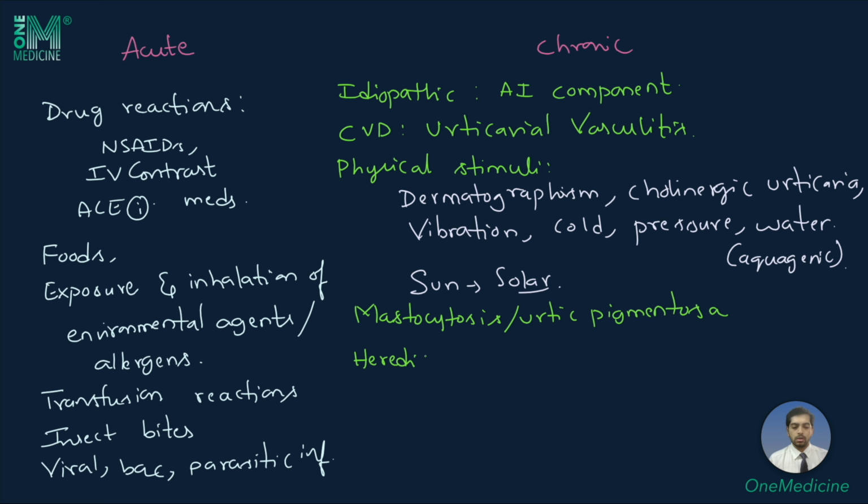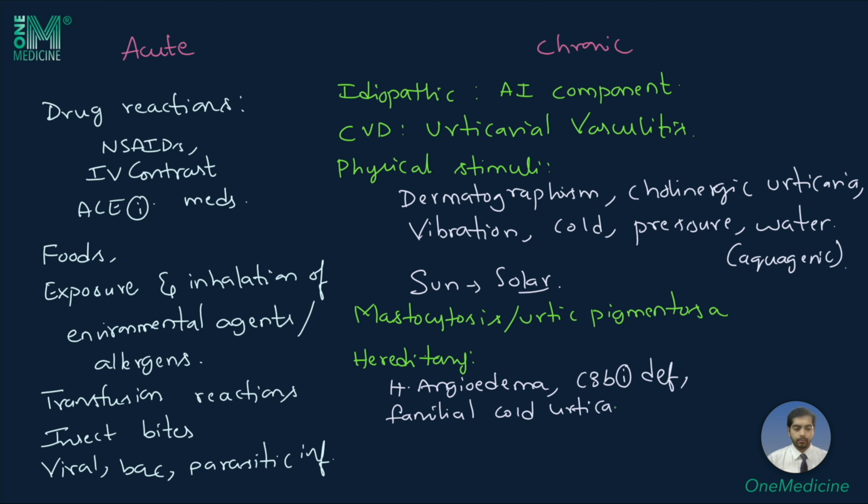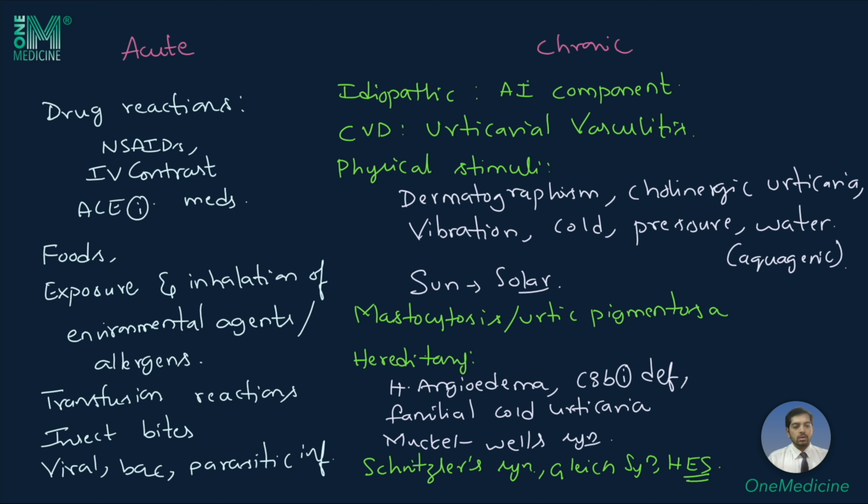Hereditary causes include hereditary angioedema, C1 esterase inhibitor deficiency, familial cold urticaria, Muckle-Wells syndrome, Schnitzler syndrome, Gleich syndrome, and hypereosinophilic syndromes. Among the chronic idiopathic cases with autoimmune etiologies, some patients are shown to have autoantibodies against immunoglobulin E.